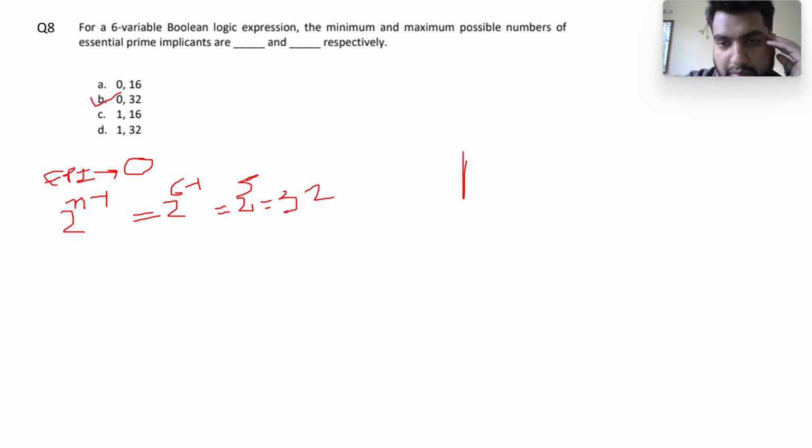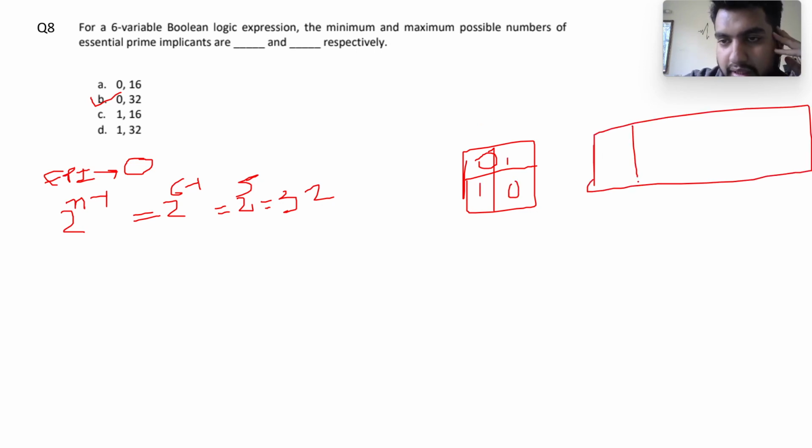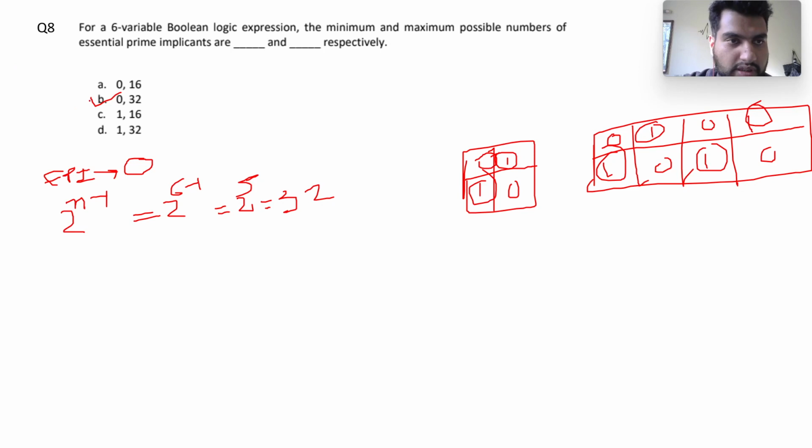And you can have an example for a 2 variable function to show this. For 2 variables we have 2 to the power 2 minus 1, that is 2. We can have a maximum possible number of 2, so we can have it like this. And for 3 variables we can have 2 to the power 3 minus 1, that is 2 to the power 2, that is 4. The maximum possible essential prime implicants will be 4, so it will be like this. So it was a pretty straightforward question.